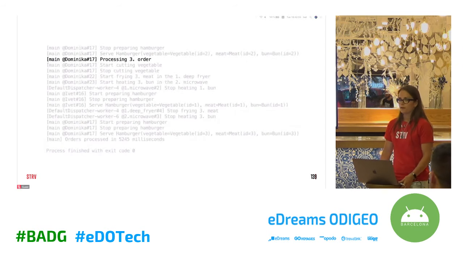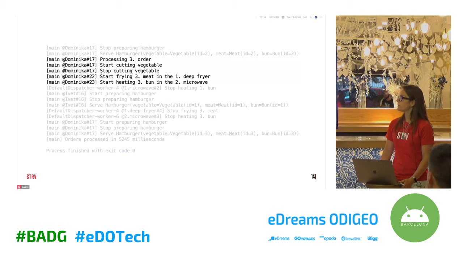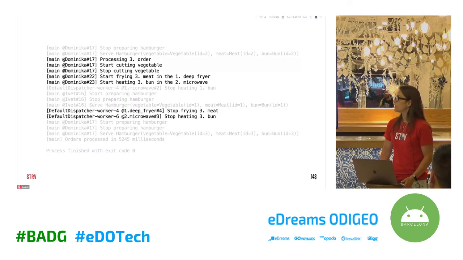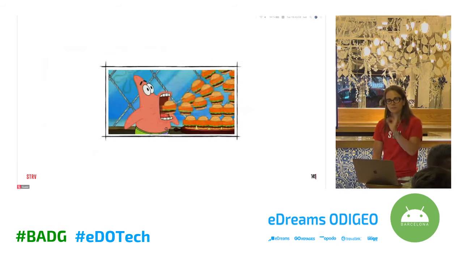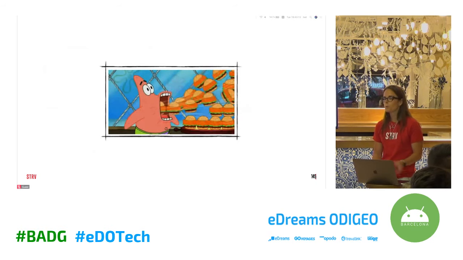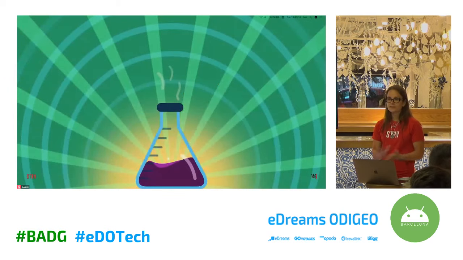Let's focus on Dominika and her third order. So she cut vegetables, she started frying meat in the first deep fryer, and she started heating a bun in the second microwave. She didn't go on a straight line. Every time she picked a device which was available first. When the meat was ready, the deep fryer let Dominika know that it was done, and the same with the microwave. And with all ingredients prepared, she just mixed them together and she prepared a hamburger. Since then, our hamburger stand was perfectly organized and we were able to feed so many hungry people. And that's the end of our experiment.